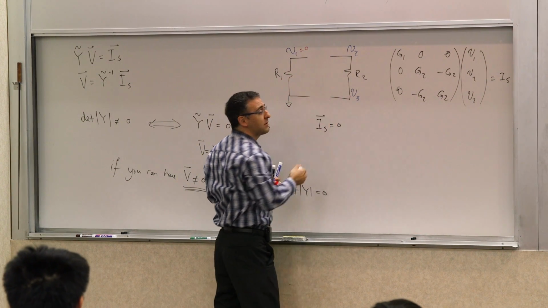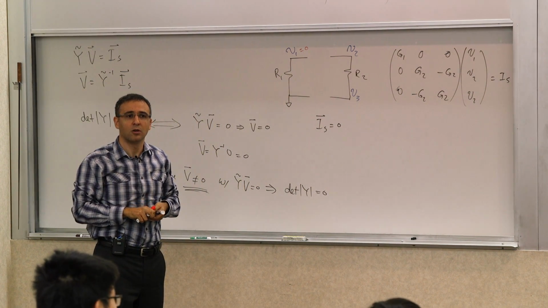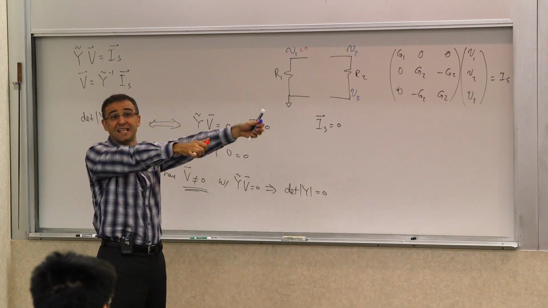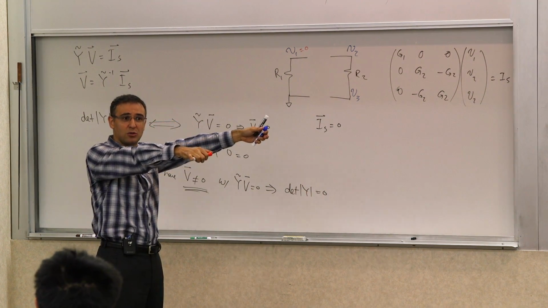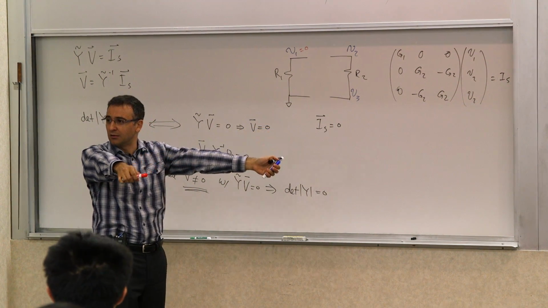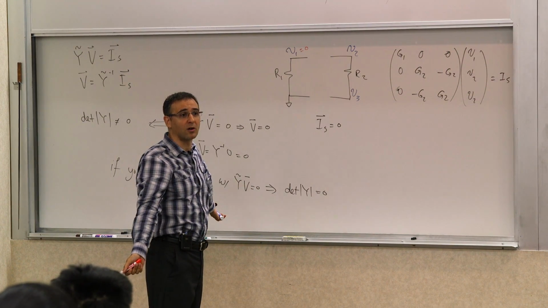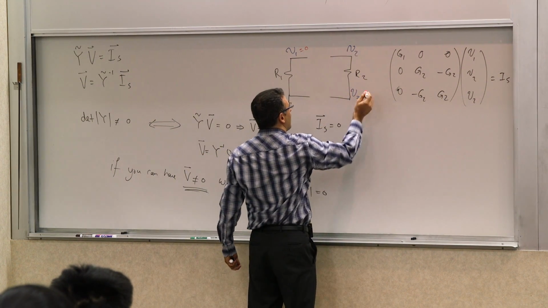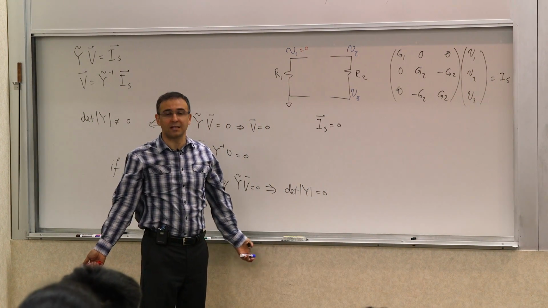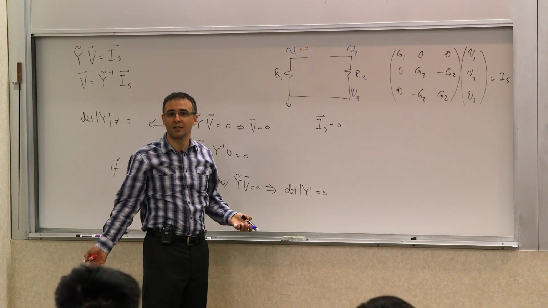How about V2 and V3? Can you say V2 and V3 are identically 0? No. There's nothing to enforce that condition. They're just two nodes floating. They're the same voltage. You can say that V2 is equal to V3, but you can't say that they're both equal to 0. They can both be equal to 5 and nothing will happen. If this is 5 volts and this is 5 volts, there's no contradiction. They can be 3 volts. They can be negative 1,000 volts, right?